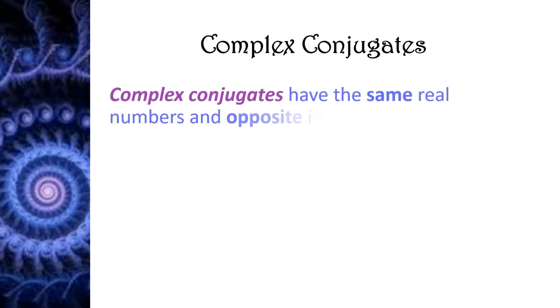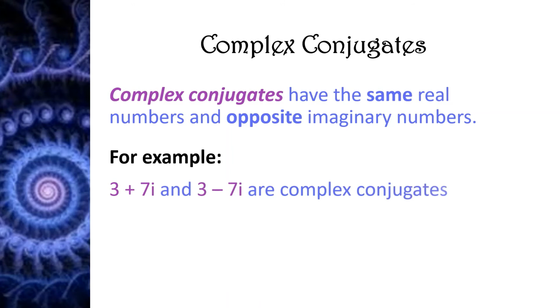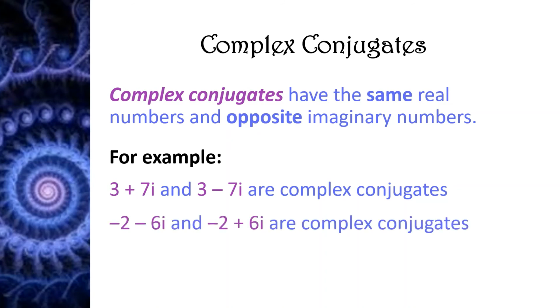Complex conjugates have the same real numbers and opposite imaginary numbers. For example, 3 plus 7i and 3 minus 7i are complex conjugates. The real number stays the same, it's only the imaginary number that changes sign. -2 minus 6i and -2 plus 6i are complex conjugates. 3i and negative 3i are complex conjugates. We'll use complex conjugates more in the next lesson.